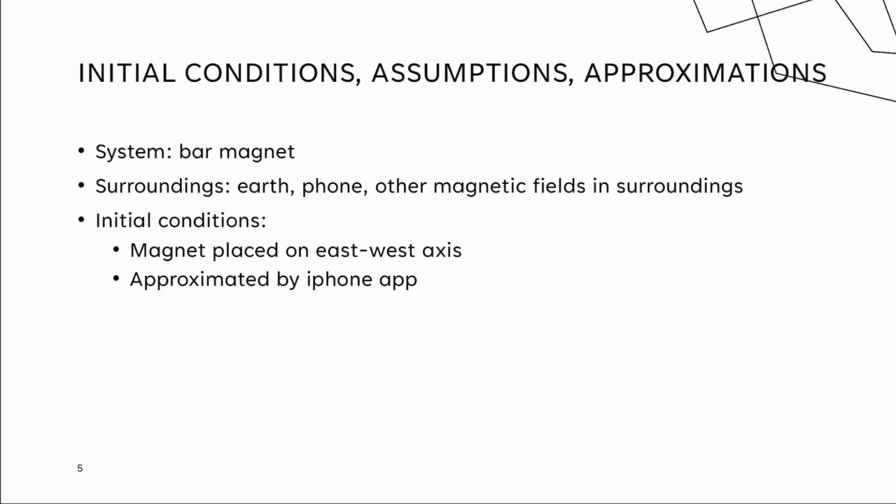So the initial conditions, assumptions, and approximations. The system was the bar magnet, and the surroundings was everything else. So the Earth, phone, other potential magnetic fields in the surroundings. And the initial conditions were that the magnet was placed on the east-west axis, and we approximated the magnetometer by an iPhone app.